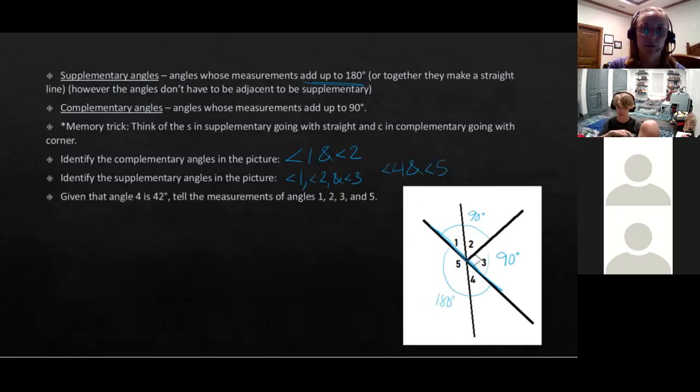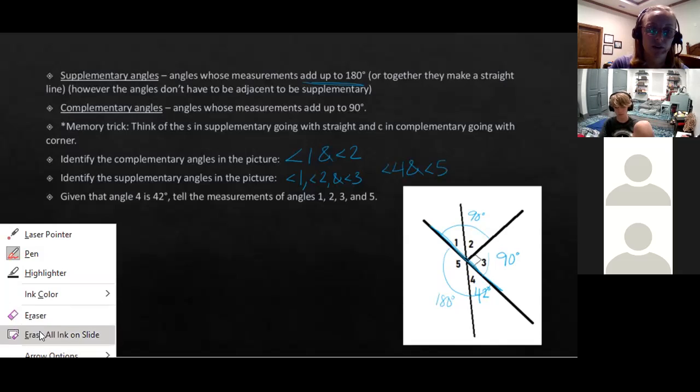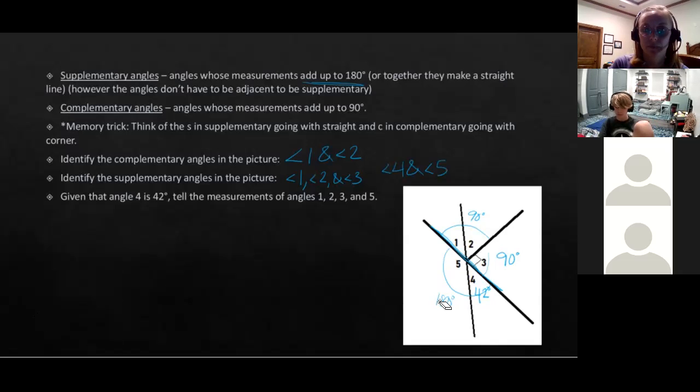All right, our last problem is a little hard. Maybe not. Given that angle 4 is 42 degrees. So right here, angle 4 we know is 42 degrees. I'm going to erase everything. Well, maybe not. Find the measures of all the rest of the angles. So I'm going to erase some of this so I don't get confused.